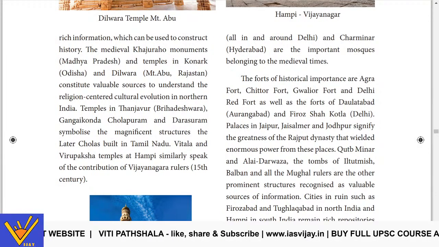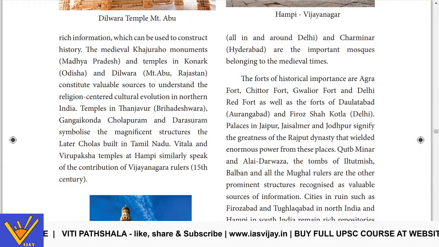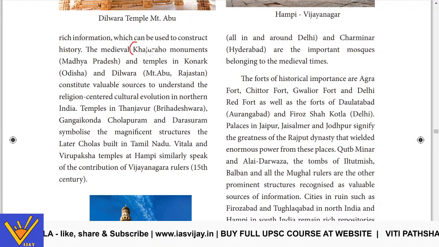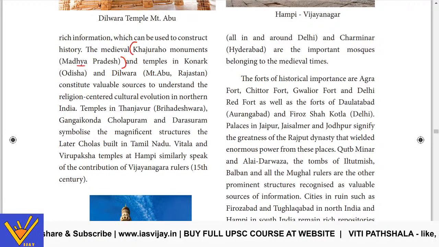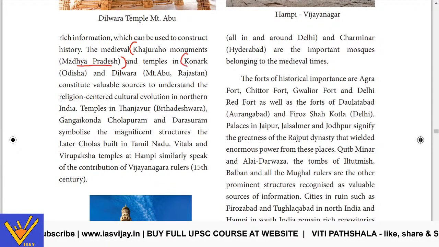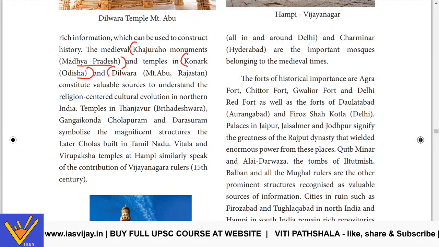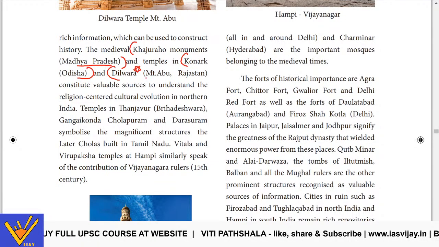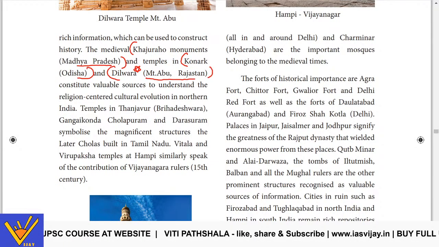Now the medieval monuments, that is, Khajuraho. The medieval Khajuraho monuments are found in Madhya Pradesh, and the temples at Konark are in Odisha. The Dilwara Jain temple is very important, and is many times asked in UPSC or SSC exams.